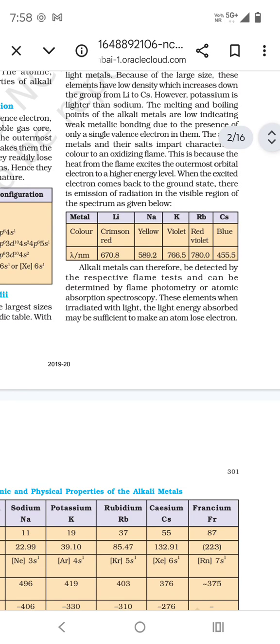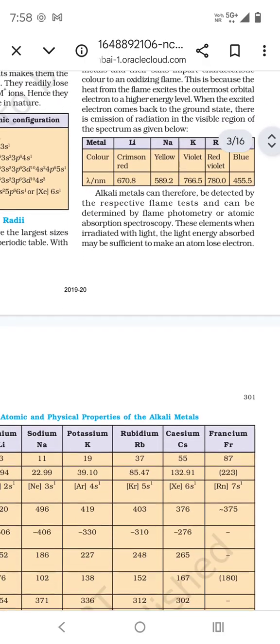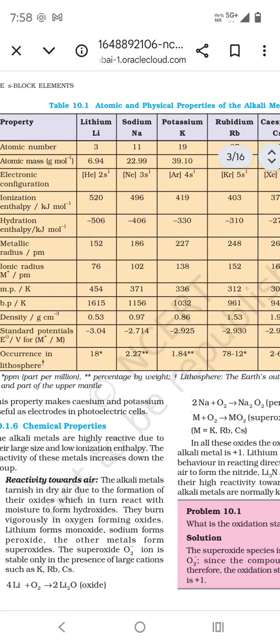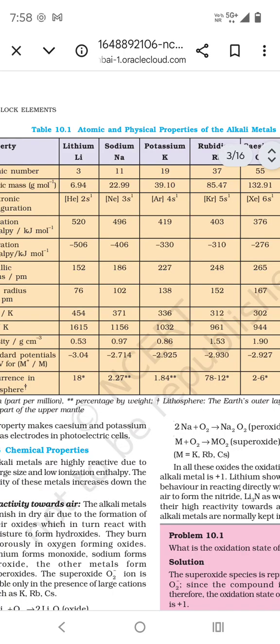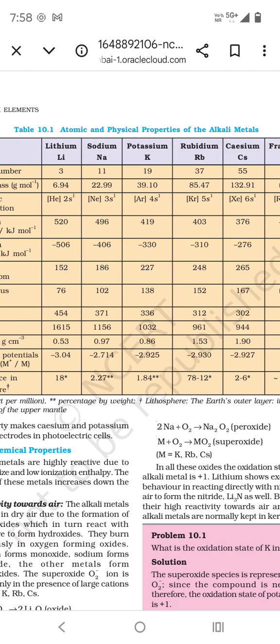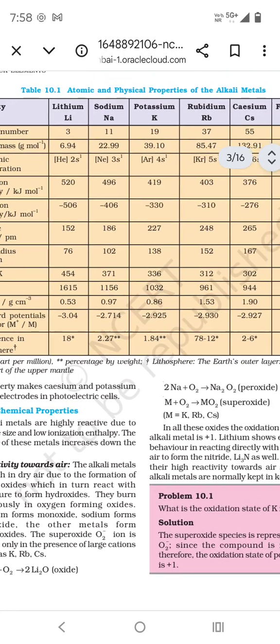spectroscopy. These elements, when irradiated with light, absorb light energy that may be sufficient to make an atom lose an electron. This is the following table 10.1, atomic and physical properties of alkali metals.